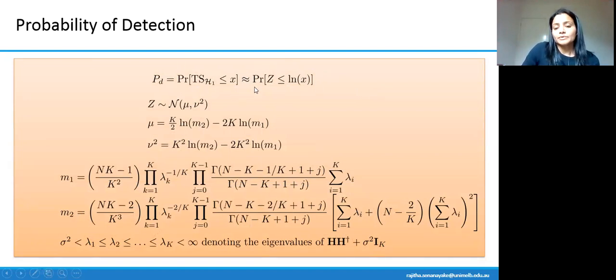We could find an approximation like this for the probability of detection, where the statistic has a Gaussian distribution like this. And again, this mu and nu squared can be written in terms of M1 and M2, where M1 and M2 take this slightly complicated form. Here we have to find M1 and M2, the first and the second moments of 1 over this test statistic. Okay, so that is the distribution approximation that we found for the probability of detection.